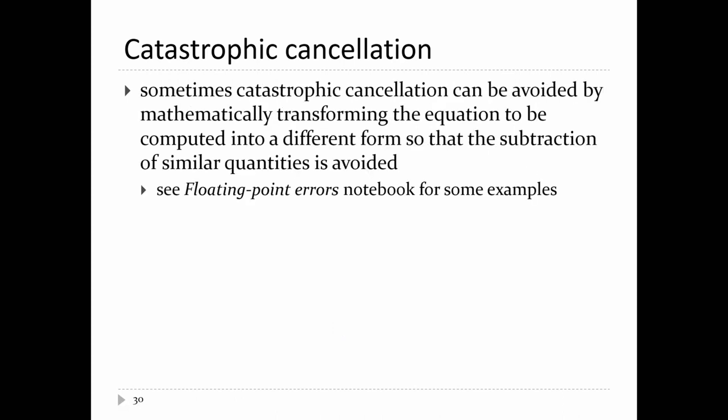Okay, so if you're reading the notebooks, there is a fairly large chunk of the notebook that talks about how you can sometimes avoid catastrophic cancellation. So if you're computing some result with some formula, it may be the case that you can transform the formula so that the subtraction disappears. And so the notebook actually works through some examples where you can do this.